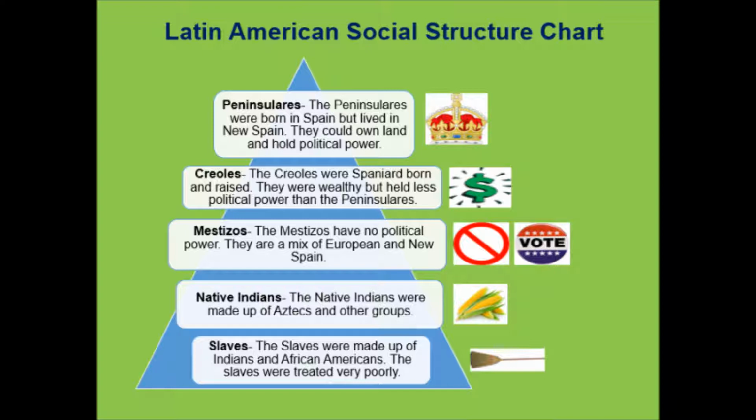Next is slaves. The slaves were made up of Indians and African Americans. Slaves were treated very poorly. For our symbol, we have a broom indicating that they had to clean up after everyone and were the lowest on the chart. That is the Latin American social structure chart.